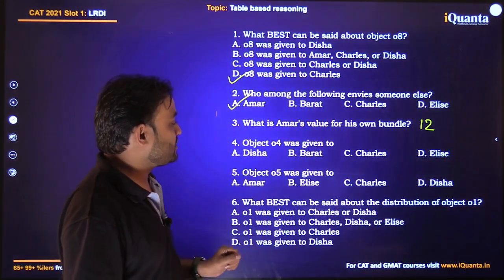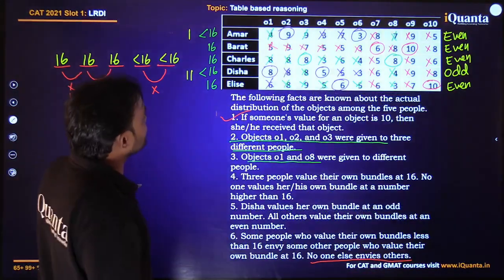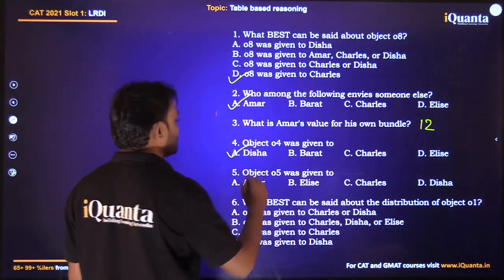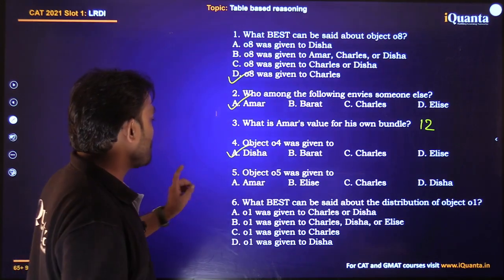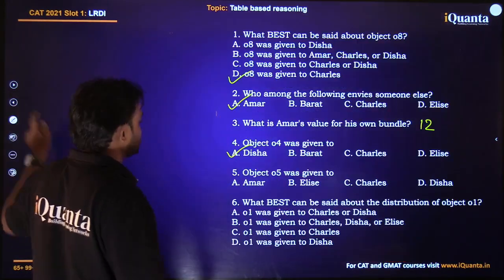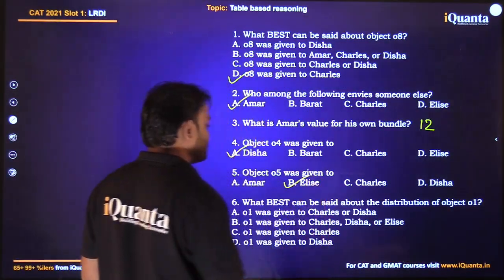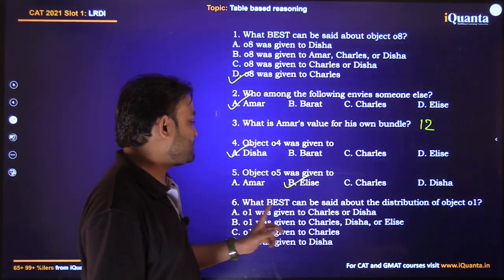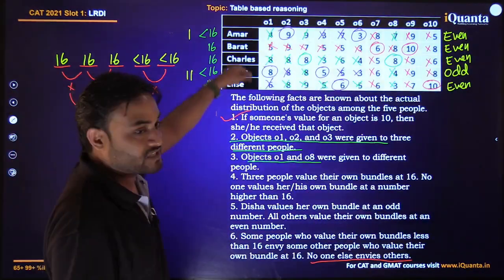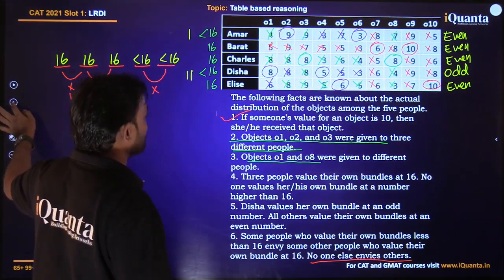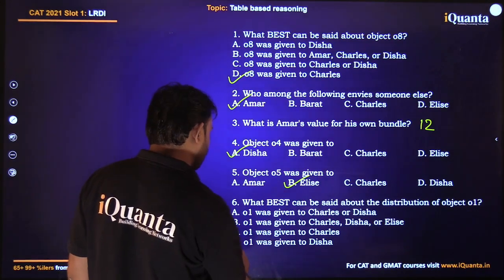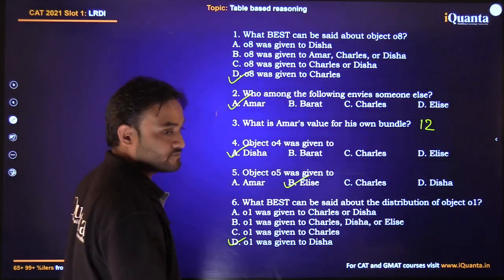Object 4 was given to Disha, right? Object 4 was given to Disha, hence A is the correct answer. Object 5 was given to Ellis. Option B is the correct answer. What best can be said about the distribution of object 1? We know that object 1 was given to Disha, right? That was the whole case. So object 1 was given to Disha, hence D is the correct answer.